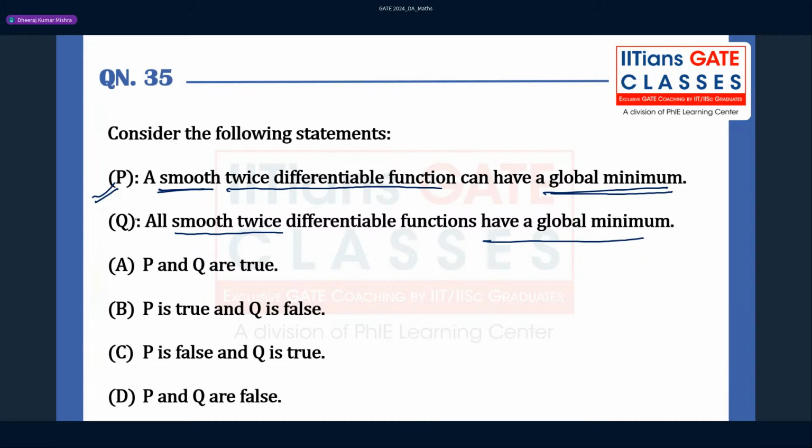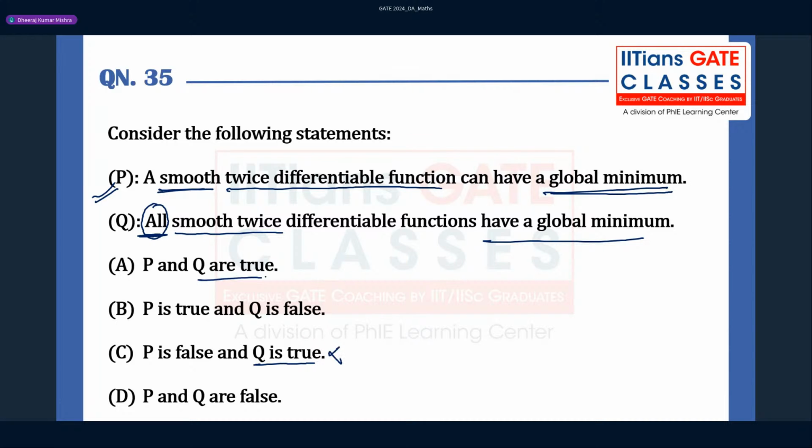So for an all smooth function, this statement can go wrong also, because the word all is written here. A smooth twice differentiable function can have global minima, but not all such functions necessarily have global minima. So because of this word all, Q can be wrong, and wherever Q is present, that option is going to be wrong. Remember that here they have said Q is true, which is wrong.